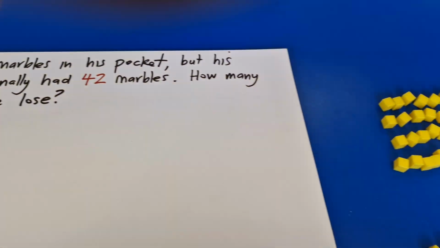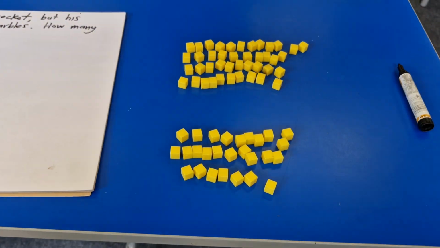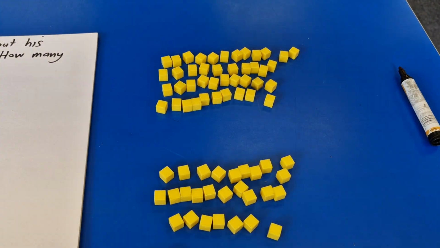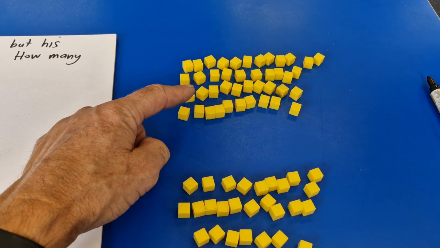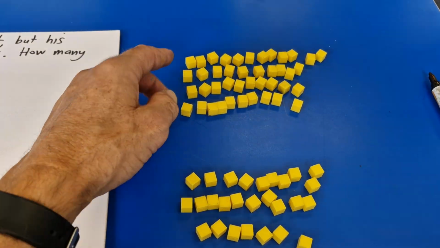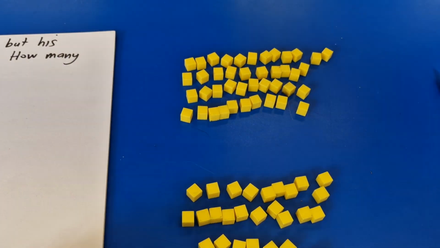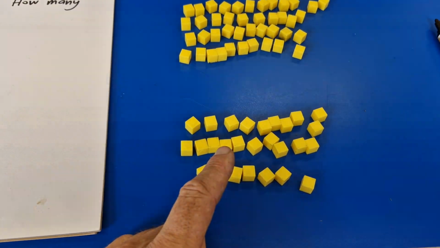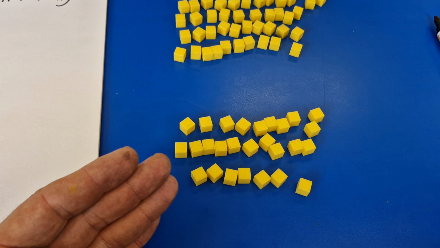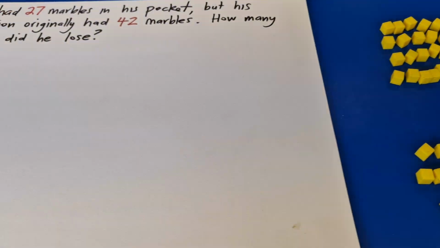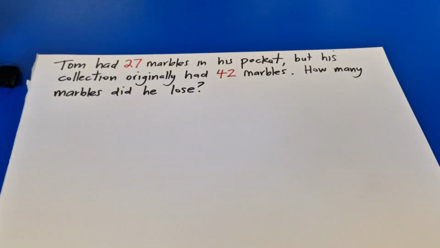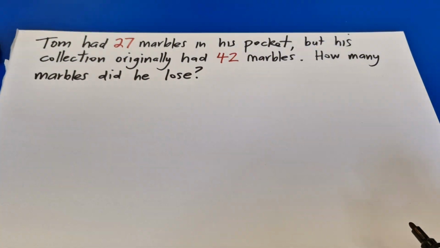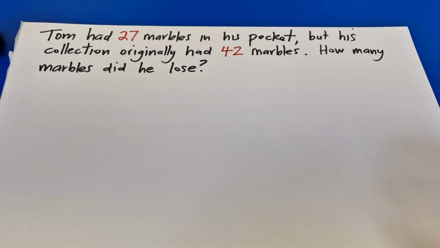Now I don't have that many marbles, but I have got some yellow wee counters here. Here's 42 counters. That's like the amount of marbles that Tom used to have. And this is 27. That's how many he has now. So the question is, how many does he have now?